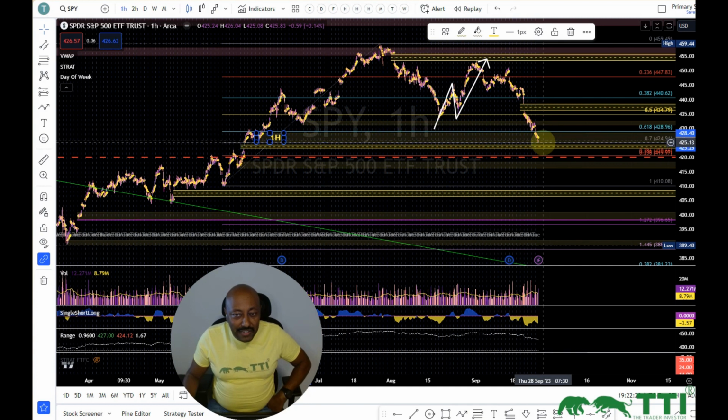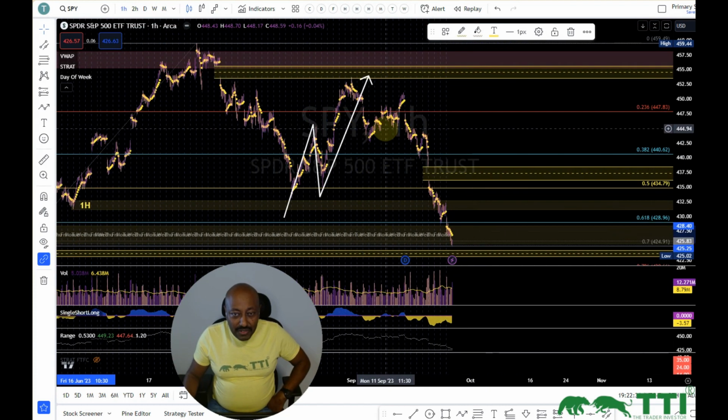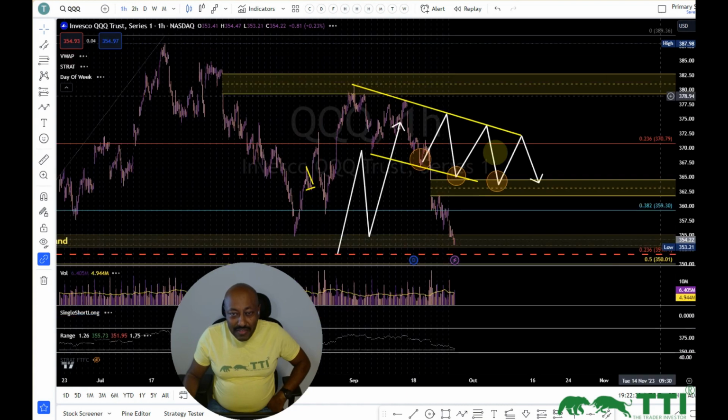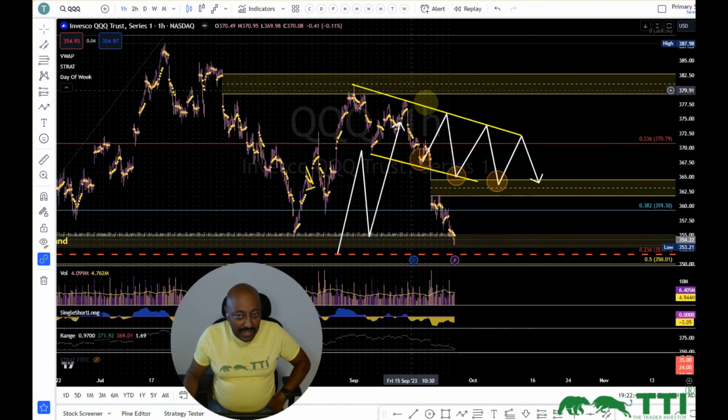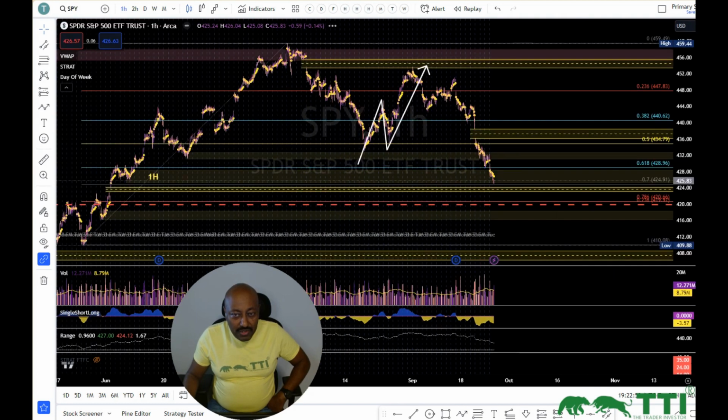Why is price going here? Well, it's going there because there's a gap here. There's a demand zone here. So we've already identified those. So from that perspective, here we had identified a potential channel, but we're still well above that 78.6. We're well above that in the Qs. In the SPYs, we are going there.